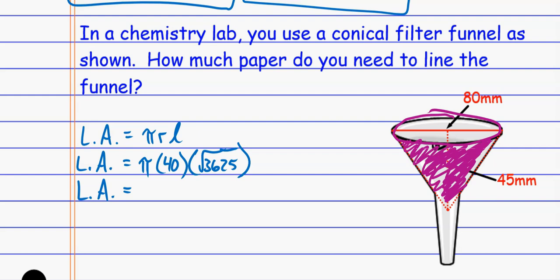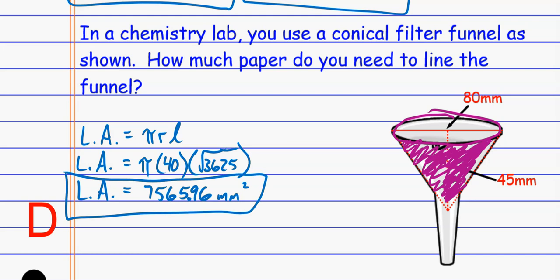Okay, and so I just plug this into the calculator. Once again, I'm going to use the pi button on my calculator. So 40 pi times the square root of 3625. And so this gives me approximately 7565.96. And that's square millimeters. Okay? But again, I don't need to find the surface area. I only needed the lateral area for this one.